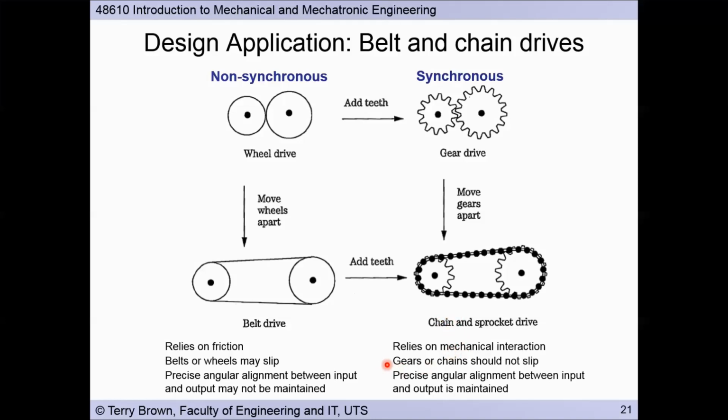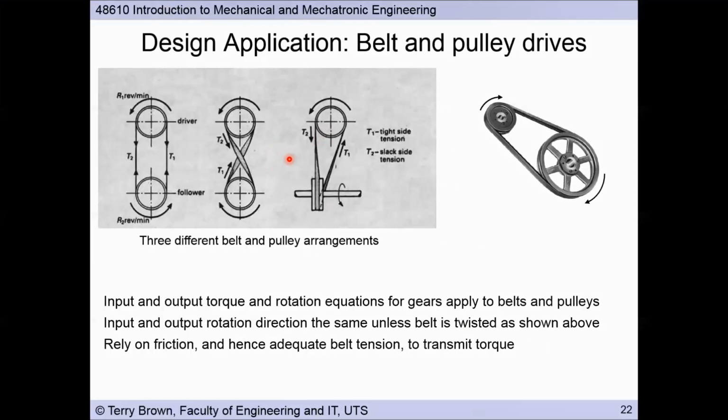The gears or chains shouldn't slip, and we have a precise angular alignment between input and output. With flexible belts, we can do some things like this, where we cross over the belts, so we have the output in the opposite direction to the input, same as we had with gears. Right, so with a belt and pulley system like this, we have the input and the output rotating in the same direction, which was not what we had with gears. In two gears connected together, they rotated in opposite directions.